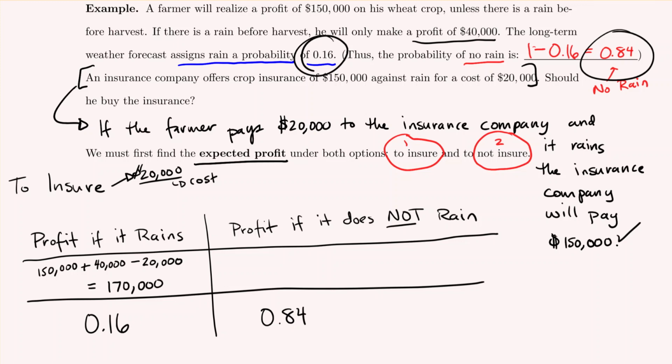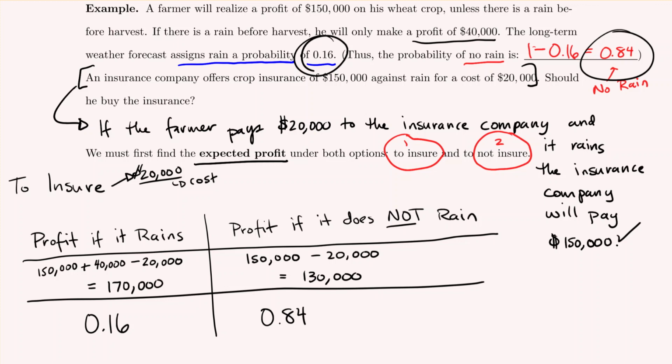Now, in the case that it does not rain, then we can sell the crop for $150,000. So that would be our revenue. But we still have the cost that we had to put up front, $20,000 for the insurance. It just happened to be, since it did not rain, the insurance didn't kick in. So we still paid the upfront fee, but since it did not rain, we did not get any payouts from the insurance. However, we were able to sell the crop at the full expected price. So that would be a profit of $130,000.